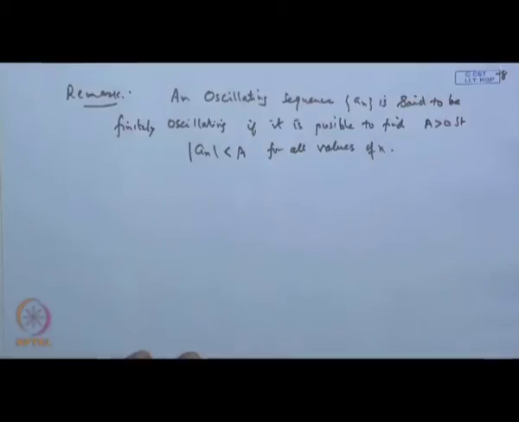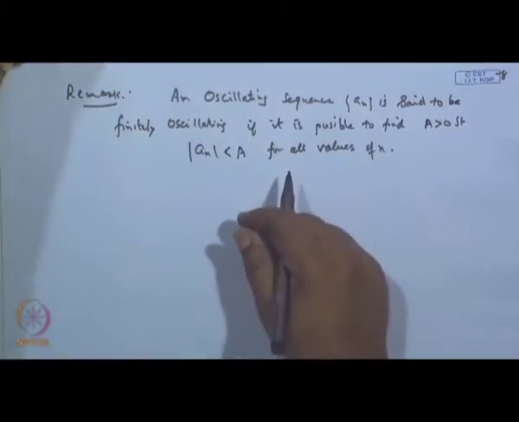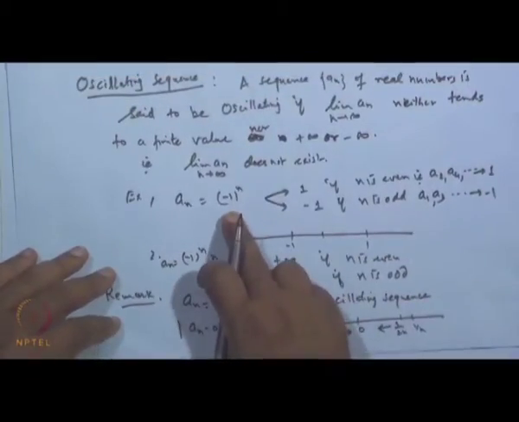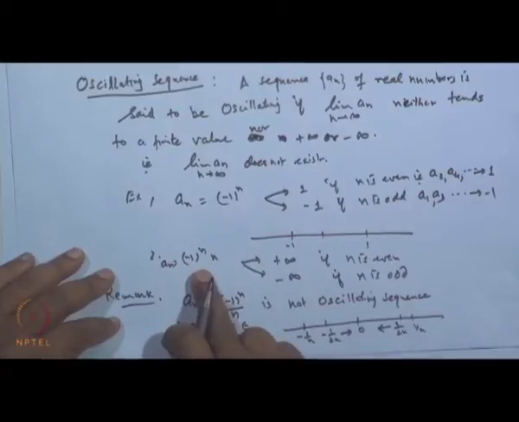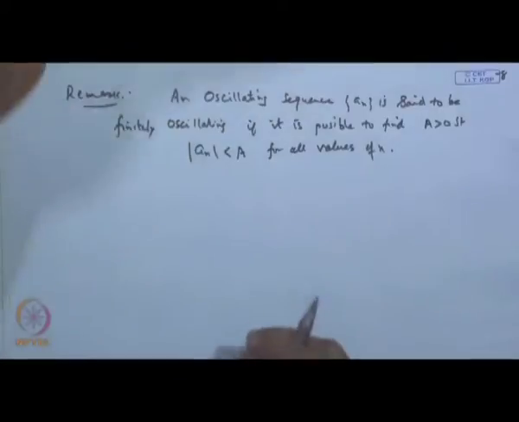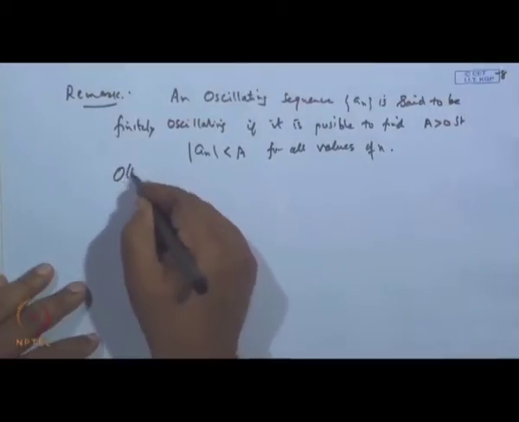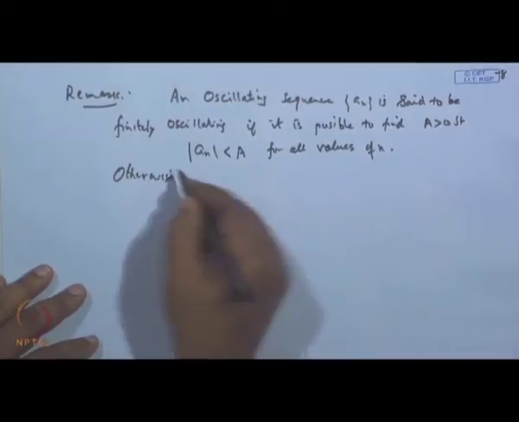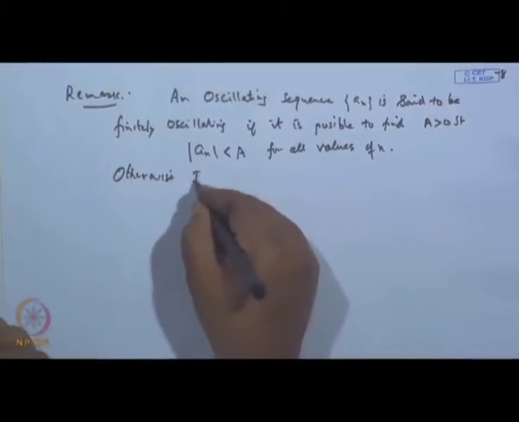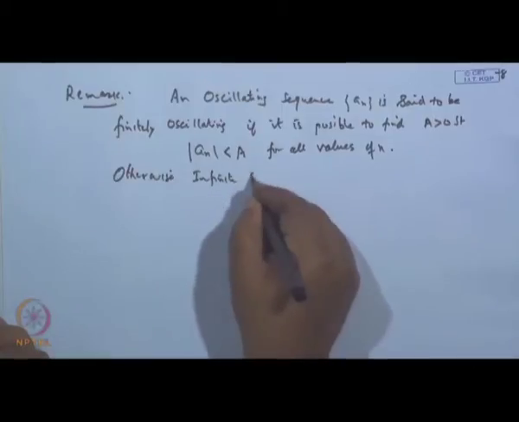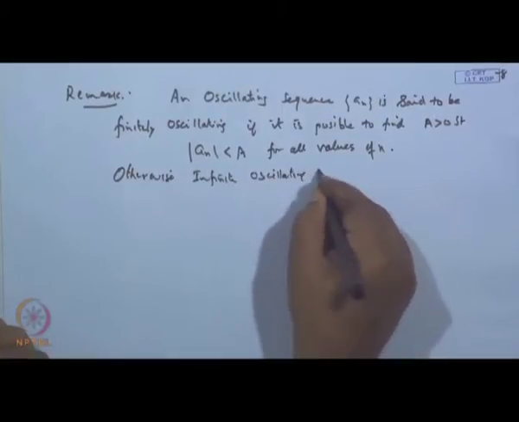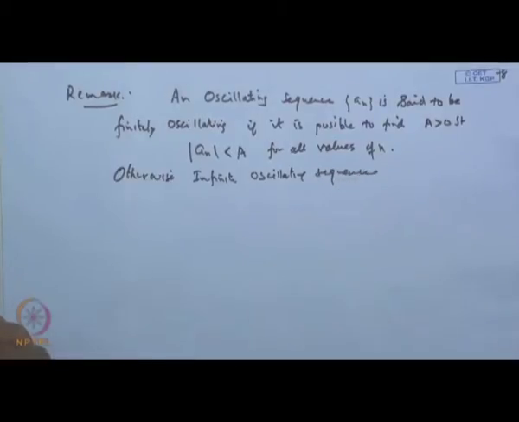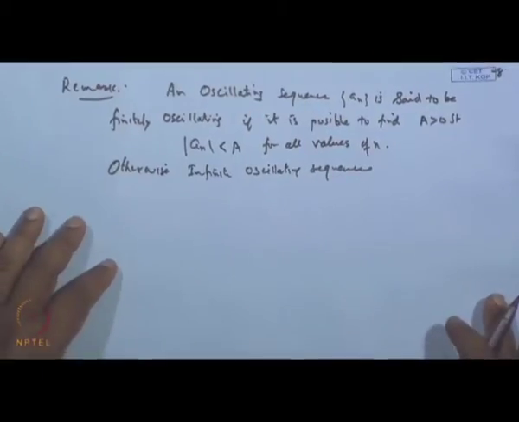We are able to get it just like this series. This sequence is finitely oscillatory, because a number 1 can be obtained such that mod of A n is bounded, but this one is not, because you cannot find such a bound. Otherwise, it is an infinite oscillatory sequence. Okay. So, we can characterize these two.